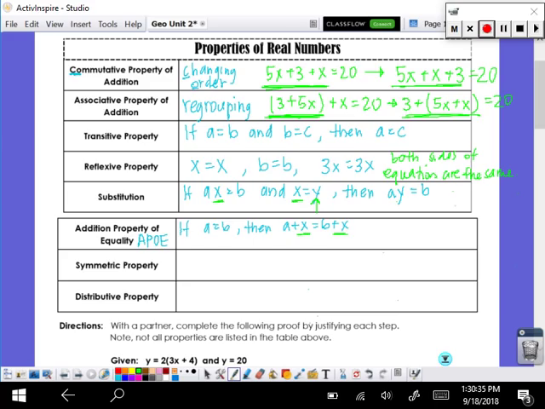Okay, so similar to APO, there's also SPO, MPO, and DPO. So hopefully we can use our reasoning skills. That's going to be the subtraction property of equality, the multiplication property of equality, and the division property of equality. So if you subtract on both sides, your equation stays the same. If you multiply on both sides, your equation stays the same. Or if you divide both sides, the equation will stay the same.